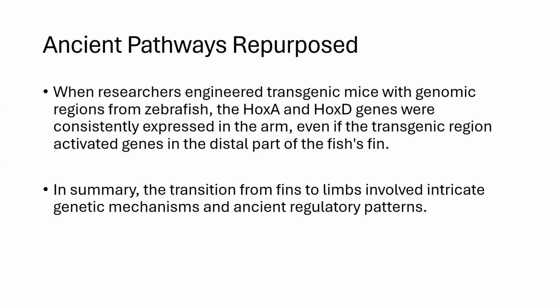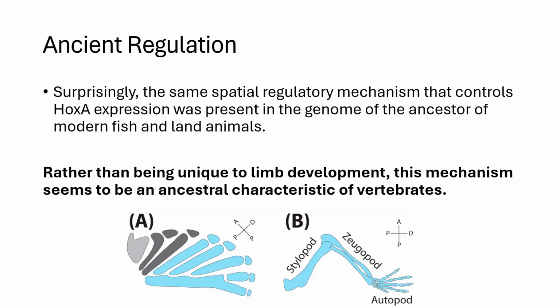But if you take a zebrafish and you take their genes and you engineer transgenic mice with genomic regions of zebrafish, the HOX-A and HOX-D genes were consistently expressed in the arm, even if the transgenic region activated genes in the distal part of the fish's fin, which means that they put the right genes in from the fish into the mouse, and they still got an arm. And so that's regulatory control rather than the specific proteins.